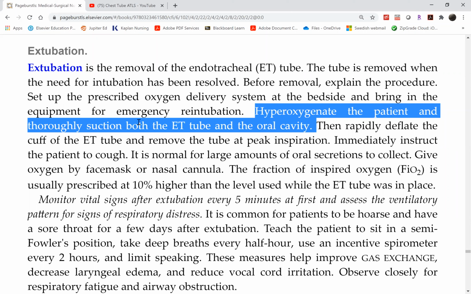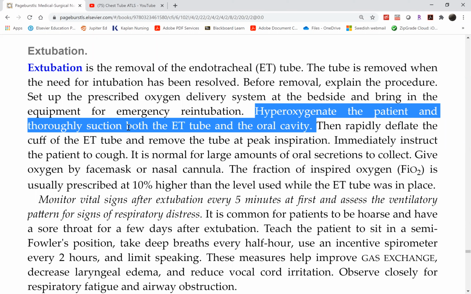So hyperoxygenate, suction the tube right before you deflate the cuff. Okay, so suction it thoroughly, making sure there are no secretions sitting on top of the cuff, and then rapidly, as soon as you deflate the cuff with the syringe, you pull the tube. Should be easy. And then have the patient cough right away. Of course, you explain all these, what's going to happen. After you remove it, just encourage the patient, okay, cough, cough, cough, and then they'll cough that out just in case, because right after you suction, of course, the tube is still there.